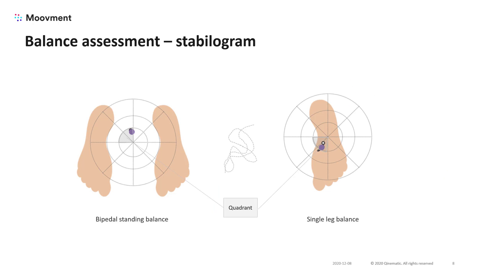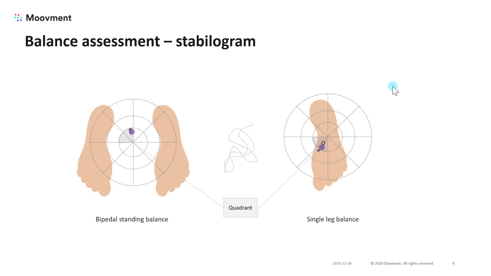Balance assessment can be performed in many ways. One of the ways is to use a stabilogram. Generally speaking, it's done on a force platform and you measure center of pressure. With motion capture, you can measure center of mass. That is, where is the body weight in the body, not just the pressure on the floor.